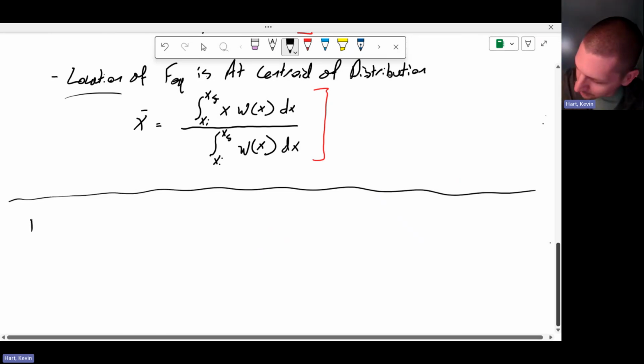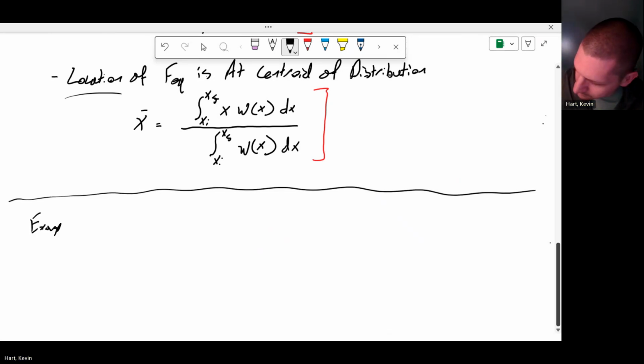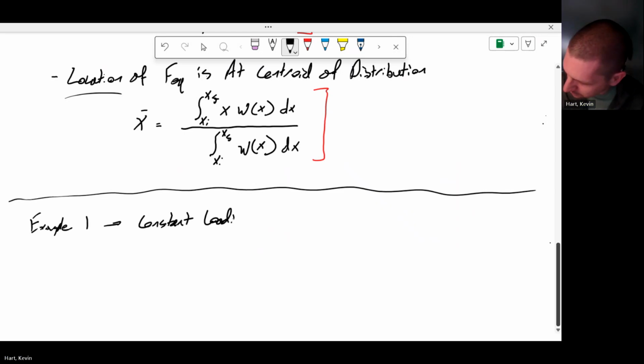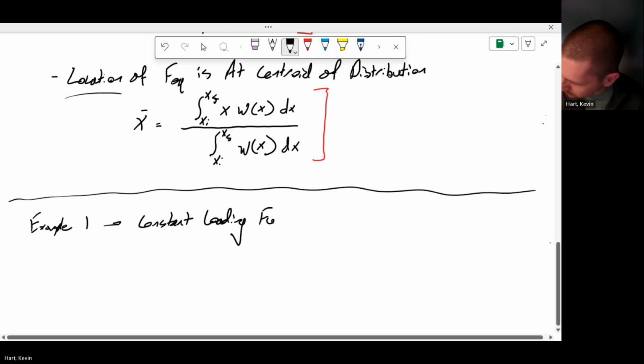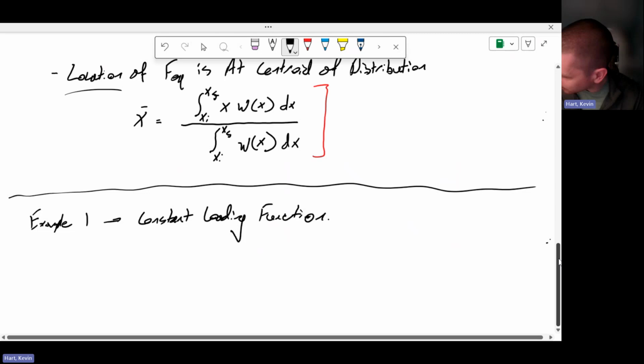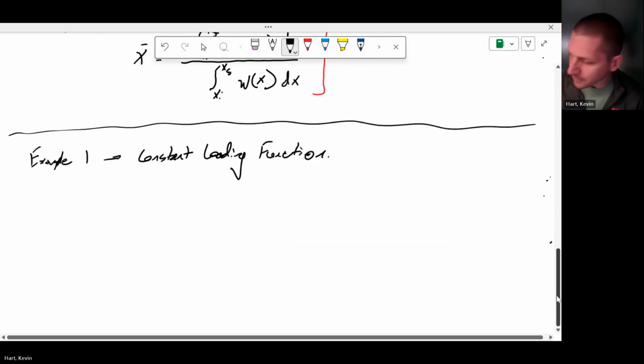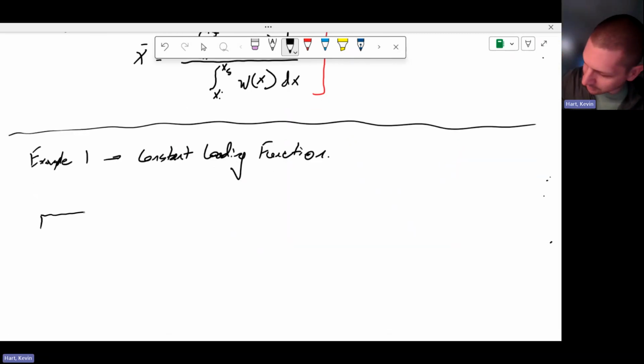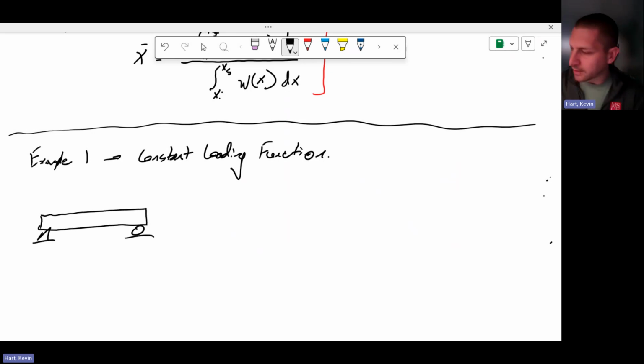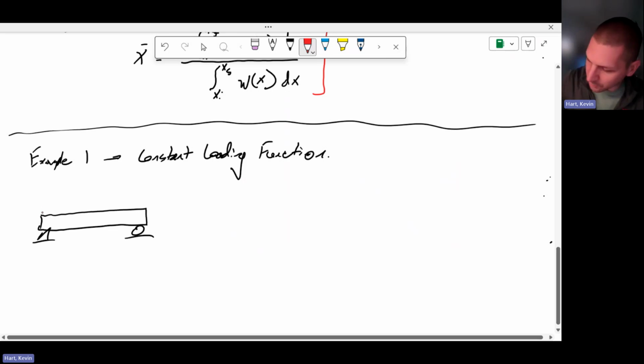So example number one is a constant loading function. All right, so we'll keep it general. And let's say we have some beam, just generally looks like this. And let's say it's simply supported. So a pin on the left-hand side here and a roller on the right-hand side. And a constant loading function is one that just looks like something like this.